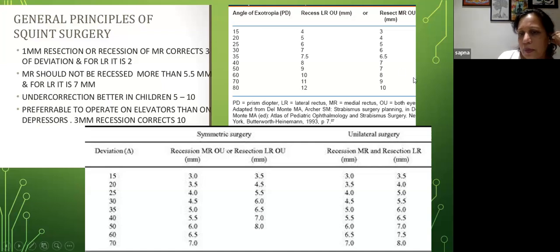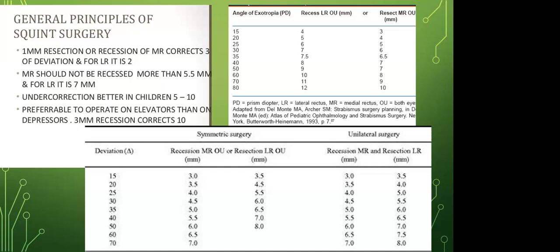So I think Dr. Madhurama, you were asking for the calculations. So what my calculation is for 35 prisms of any deviation, whether it is ESO or EXO, it is 7 and 4. 7 of lateral rectus and 4 of medial rectus. So this is how I remember. After 35, if it is 40, depending on whether it is ESO or an EXO, I increase 1 mm either in the medial rectus or in the lateral rectus.